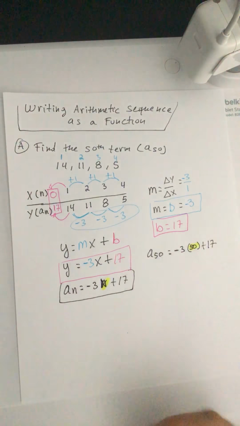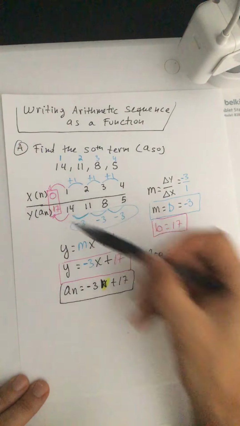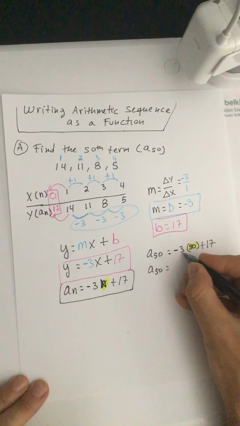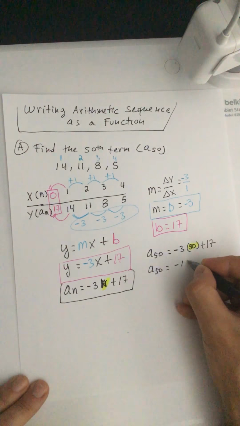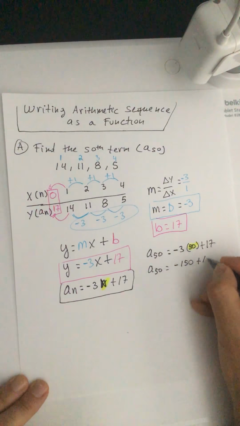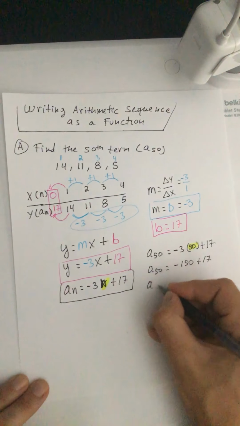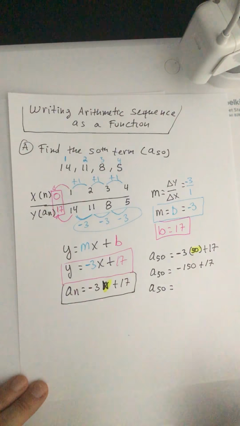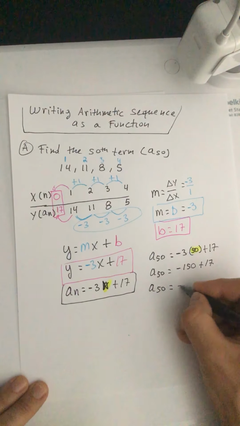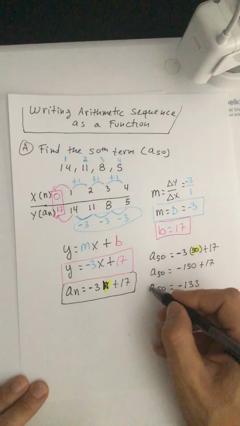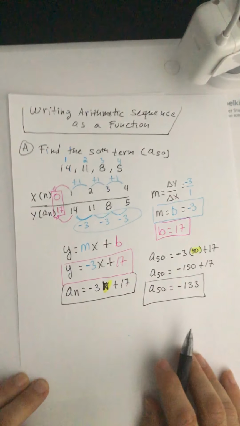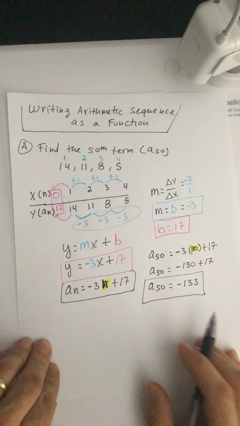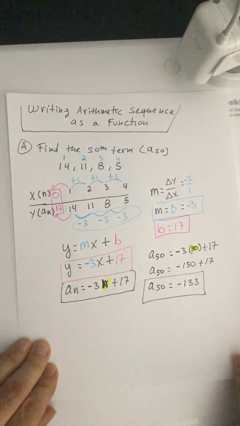So that's your n, your x, whatever you want to call it. Remember, x and n is the same thing here. So we do that. A of 50 is equal to -3 times 50, that's -150, plus 17. So A of 50, the 50th term there, is going to be -150 plus 17, which is -133. Okay, and that is my 50th term, -133.